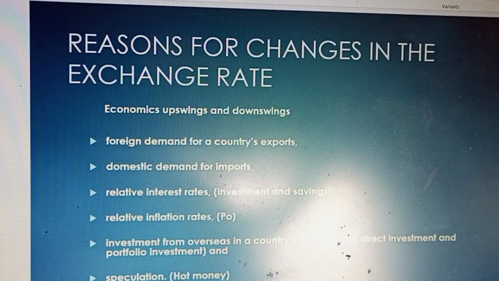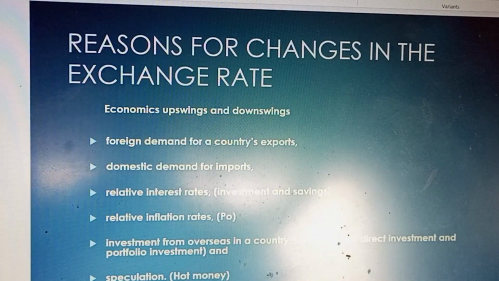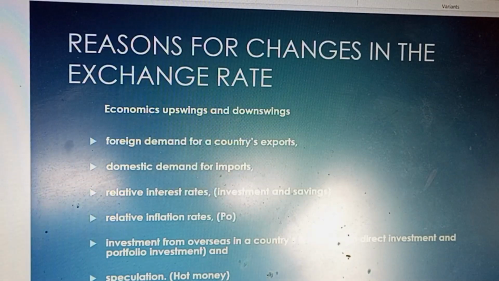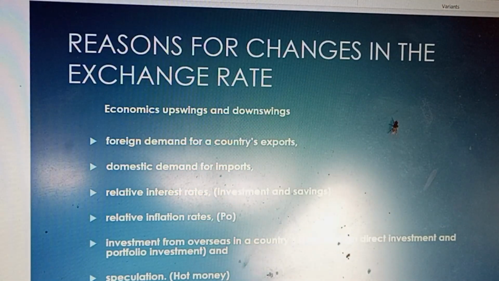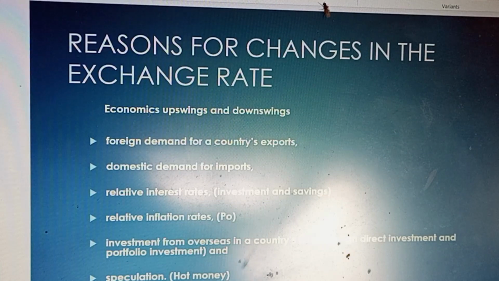And then domestic demand for imports. If locals in a country are looking for more goods to buy from other countries, it affects the exchange rate. This simply means that their currency has depreciated. Let me say has appreciated, in the sense that they will be able to buy goods from other countries, and that changes the exchange rate system.